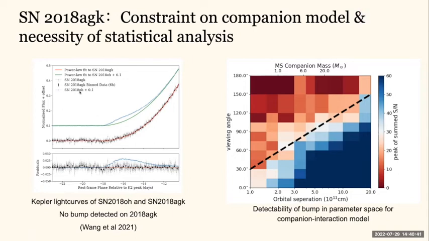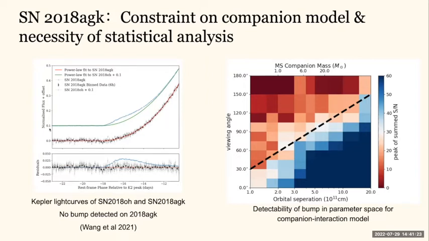So what I did is to basically add a bump created by a certain non-degenerate companion on top of the 18 AGK light curve and run a bump detection algorithm to see if it can be detected. And the red region basically shows the results where the bump is still not detectable. And you can see, even with the 18 HK light curve, it's still hard to exclude the existence of some companions. That requires that we do some statistical study to fully exclude some progenitor scenarios, and that's the thing I'm doing. So I'm currently working on a large statistical sample of around 100 type 1A in Kepler and TESS.